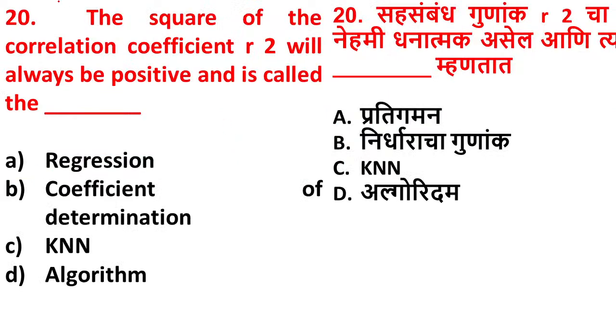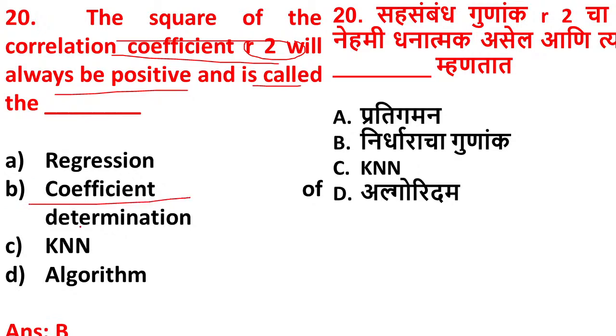Yes, last question: the square of the correlation coefficient, R square, will always be positive and is called: option A regression, option B coefficient of determination, option C KNN, option D algorithm. Yes, the square of the correlation coefficient, that is R square, will always be positive and it is also called coefficient of determination. So option B is correct here.